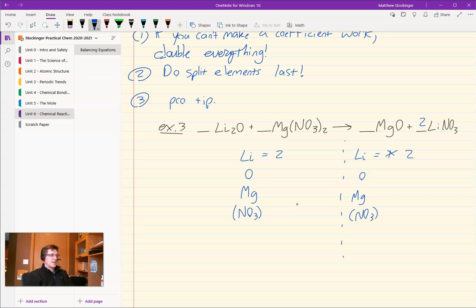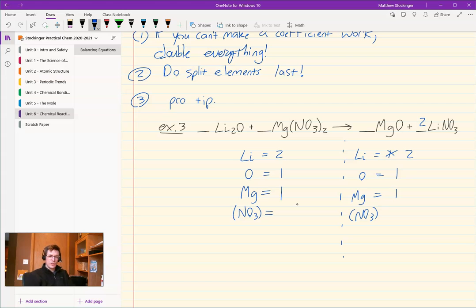Oxygen. Now I'm only counting this oxygen. I'm not counting the oxygen in the nitrate. Just looking right there, I've got 1. And in the products, again, I'm only looking at oxygen when it's alone. I'm not looking at the nitrate right there. And I have 1. Good, those are balanced. Magnesium, 1 in the reactants, 1 in the products.